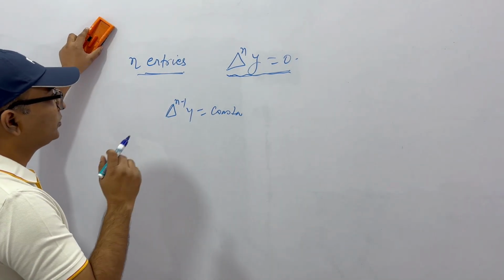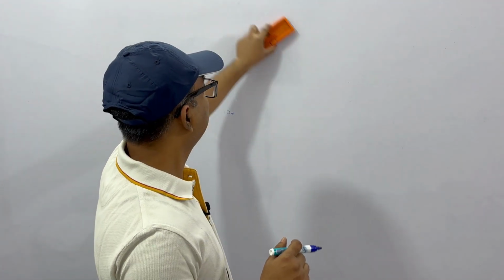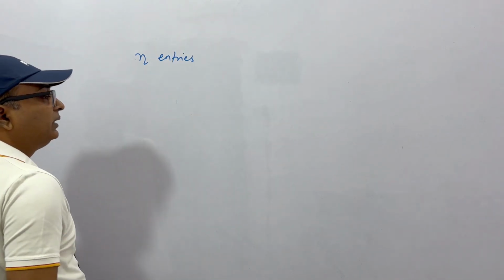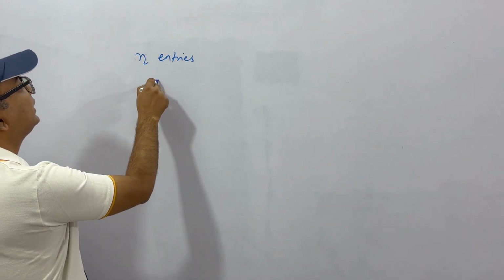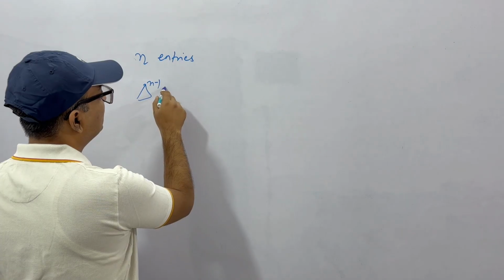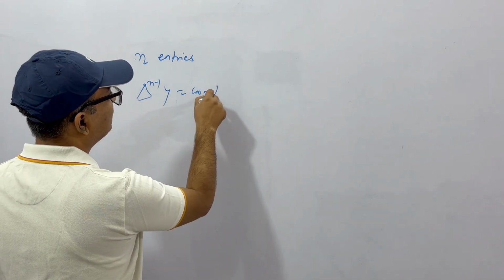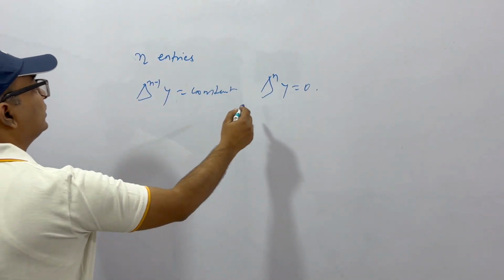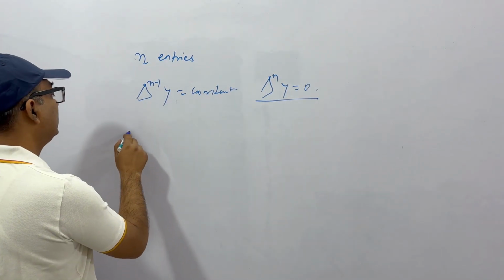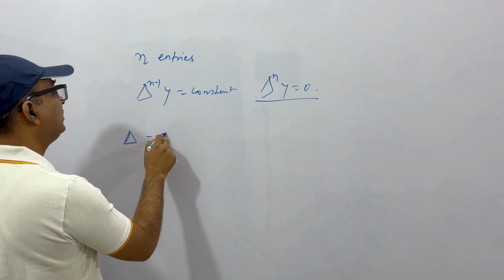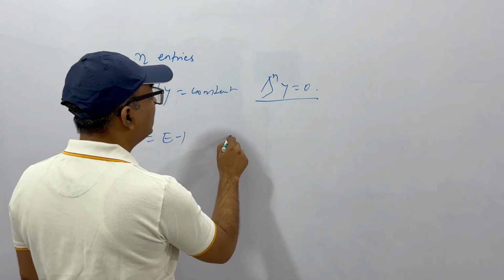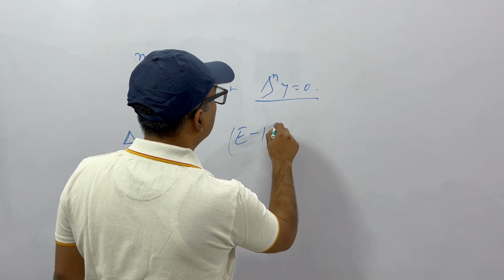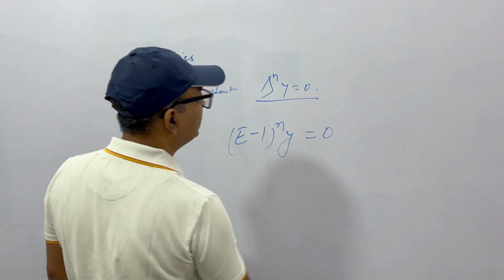The second method, this was the first method. The second method is we have n entries. This means that delta n minus 1 y will be constant and this term will be 0. Now this term 0 means, delta is what? Delta is basically E minus 1. So delta to the power n y means (E minus 1) to the power n y is equal to 0.